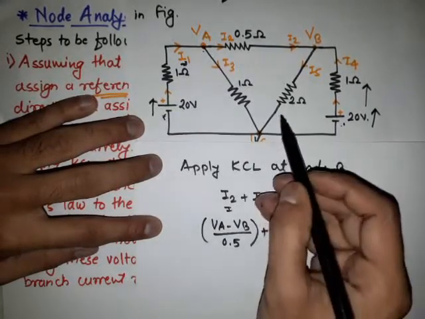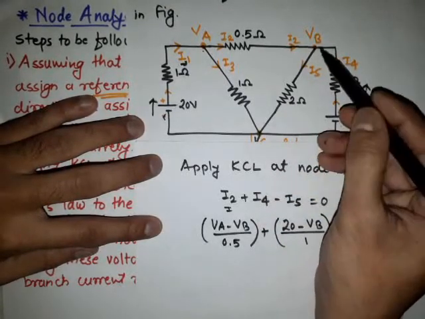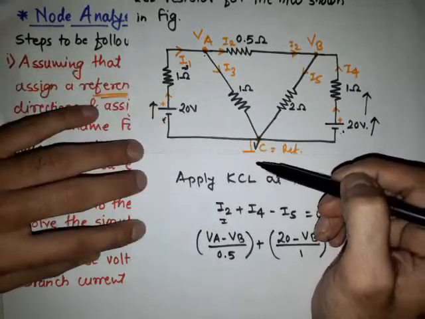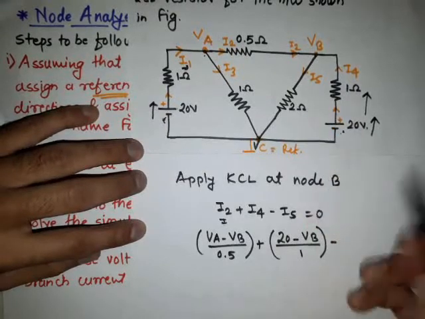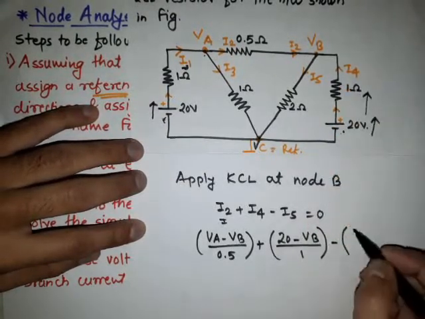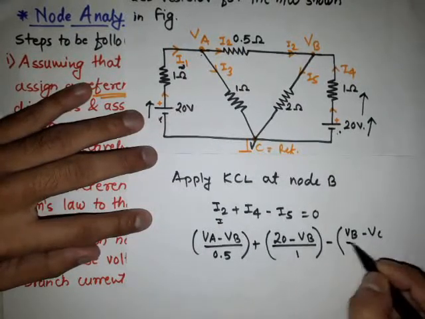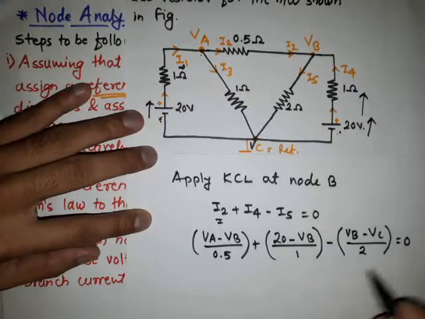And then the equation for I5: the current is flowing from node B to node C. So it is initial voltage minus final voltage divided by the resistance. The initial voltage is VB, minus VC, divided by the resistance 2, which is equal to 0.